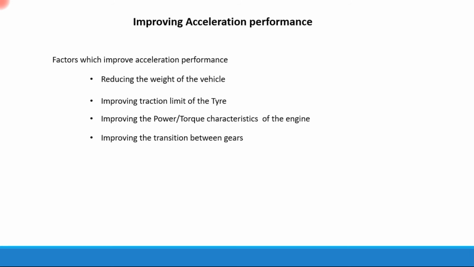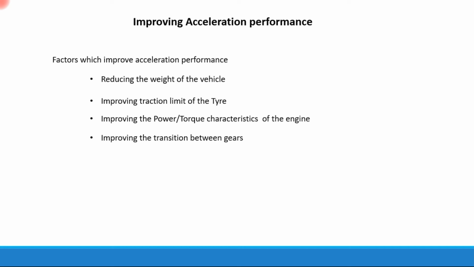And finally, improving the transition between the gears. As we have seen already, in a manual transmission, when there is a shift from first to second gear, second to third gear, and so on, there is a loss and a lag in the acceleration. To reduce that lag, a smooth transition of gears can help, and that can improve the acceleration performance of the vehicle as well.